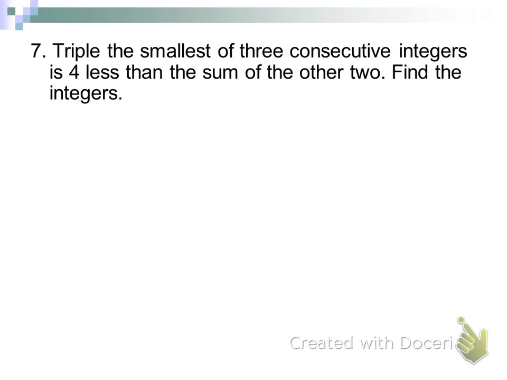All right, we do have one last example. Number 7 for today's notes says triple the smallest of 3 consecutive integers is 4 less than the sum of the other 2. Yikes. Let's just try to set some stuff up before we panic, okay?